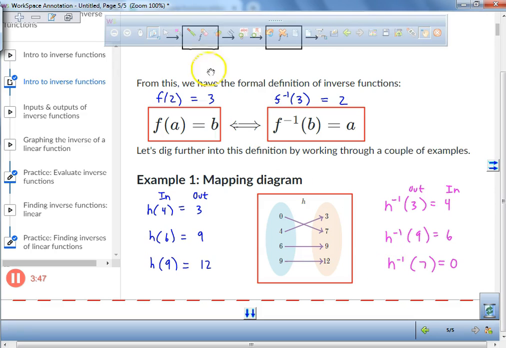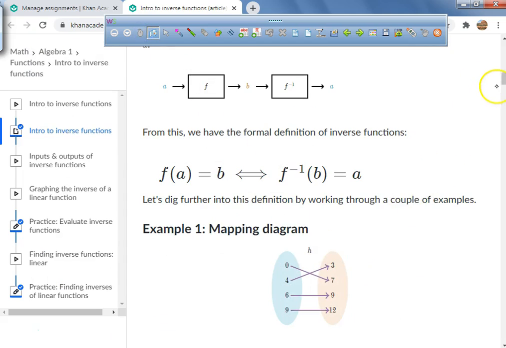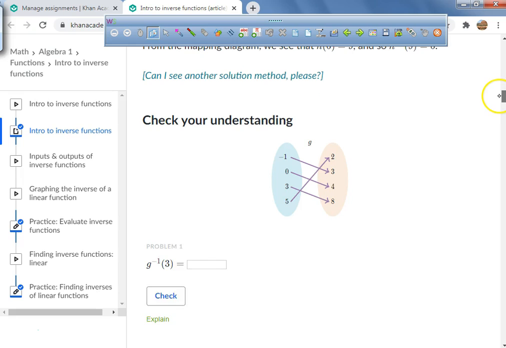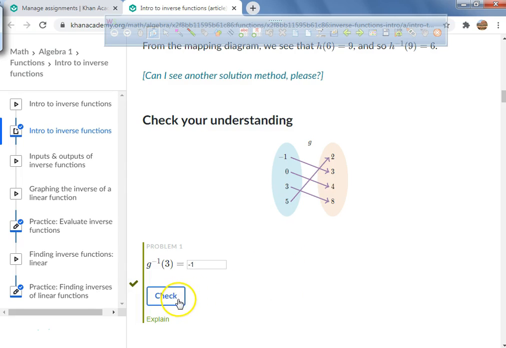All right, so here we go. Moving on down. All right, so let's check our understanding here. Ready? It says, what is the G inverse of 3? What does that mean? I got to go to my output. It leads me to my input. I'm going to type in a -1 and be happy because I'm right. Woohoo!